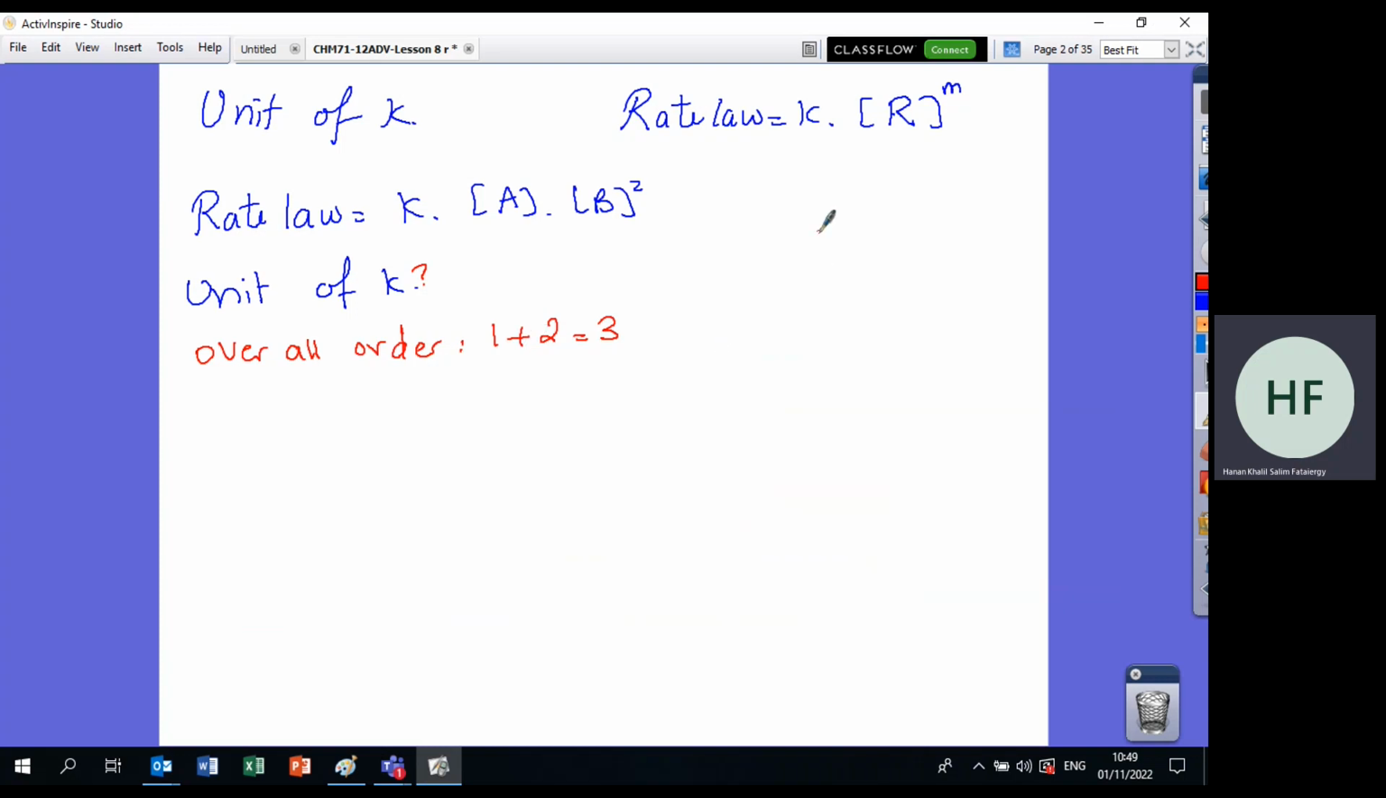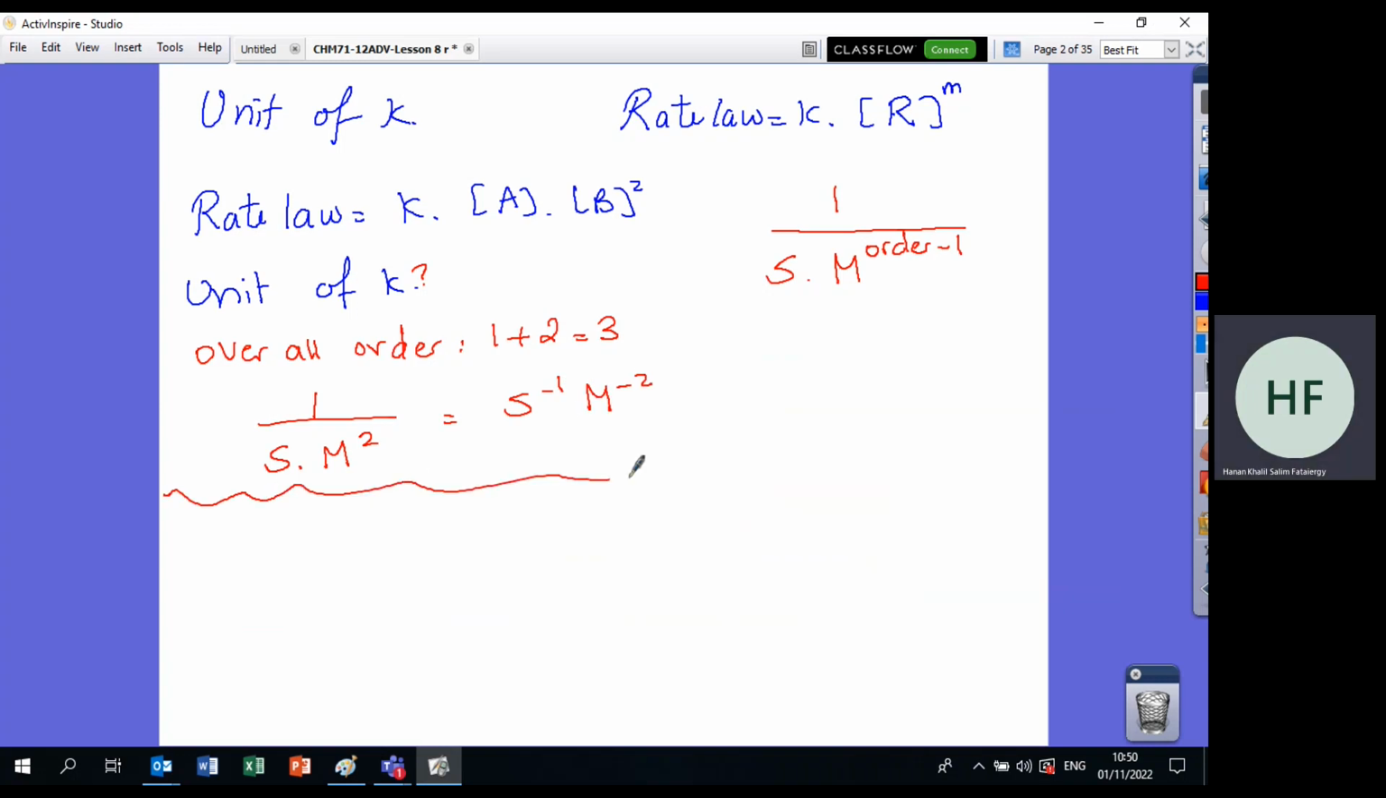I want you to memorize this. The unit of K is 1 over S times M to the power order minus 1. So here, if the overall order is 3, the unit of K is 1 over S times M to the power 3 minus 1, which is power 2. If you want to bring these two up, it will be S minus 1, M minus 2.